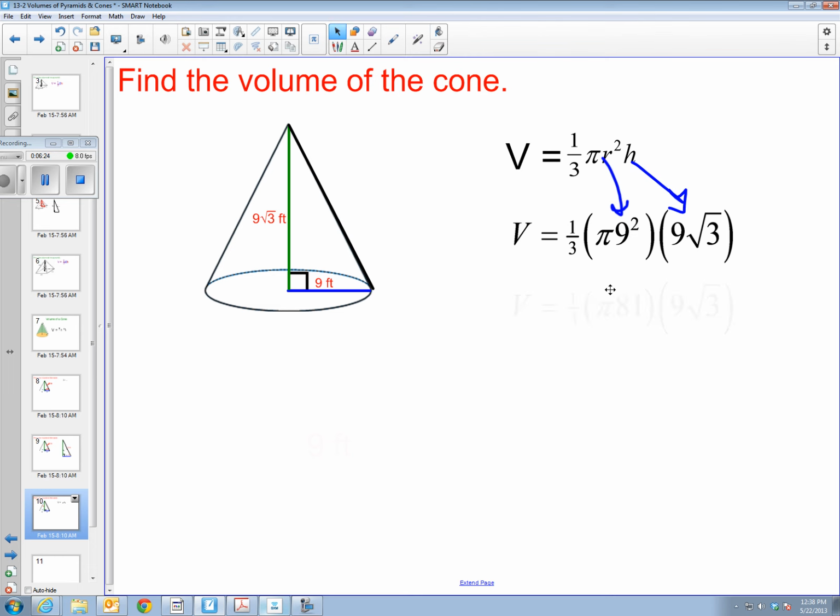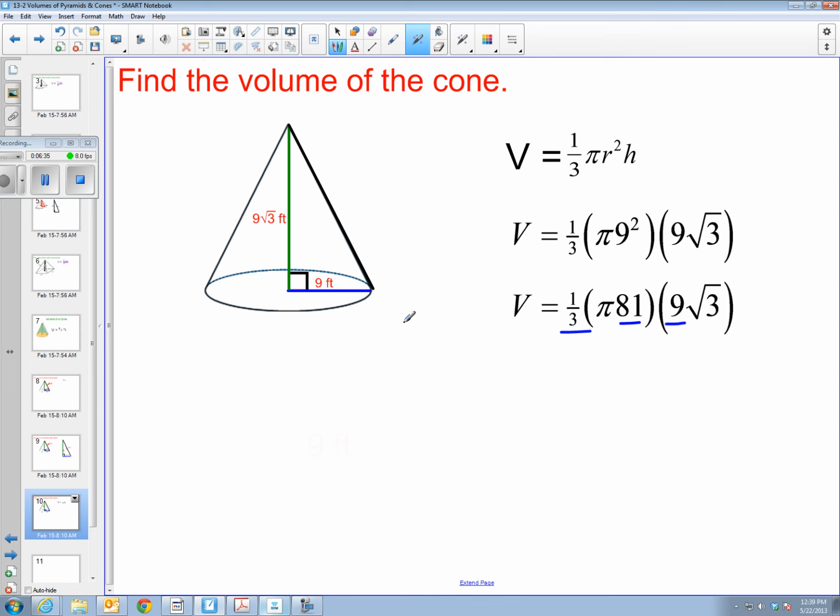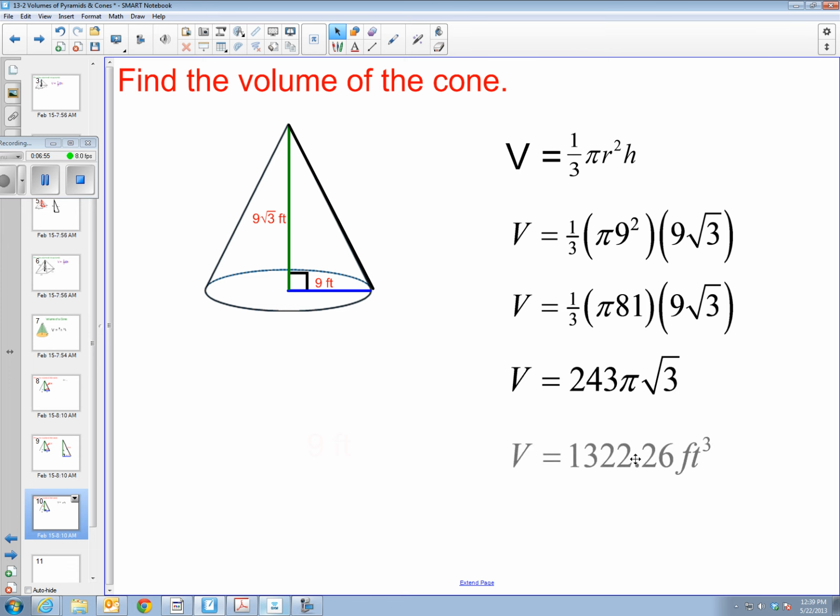Simplifying this, we get 81 when we do 9 squared, and now we can simply take the 1/3 times the 81 times the 9. Multiplication, as you remember, can happen in any order as long as it is all multiplication. Simplifying that, 1/3 times 81 times 9 gives me 243 pi root 3. This would be called your exact answer. If you want an estimated answer, you simply plug that into your calculator and you would get 1,322.26 feet cubed for the volume of that cone.